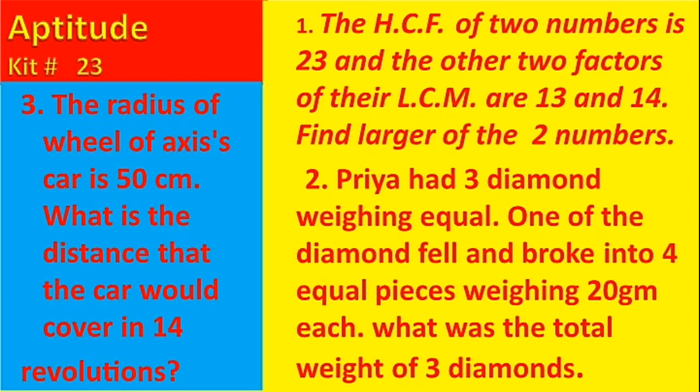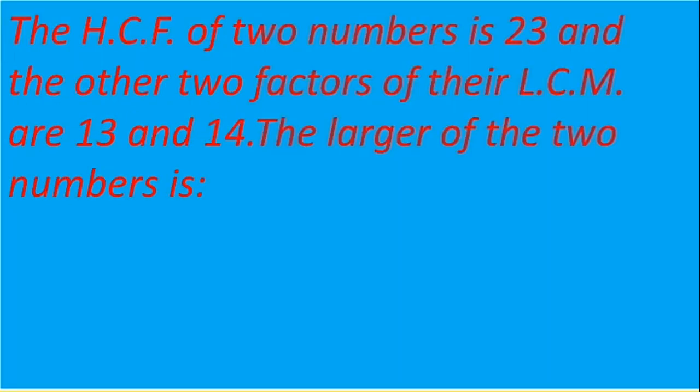The first question on your screen: the HCF of two numbers is 23, and the other two factors of the LCM are 13 and 14. Find the larger of the two numbers. What you can observe here is 23 is a prime number, 13 is also a prime number, and between 13 and 14 nothing is common. This type of question we can answer easily just by observing.